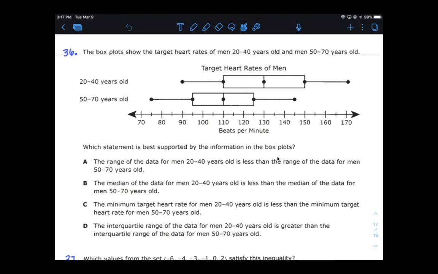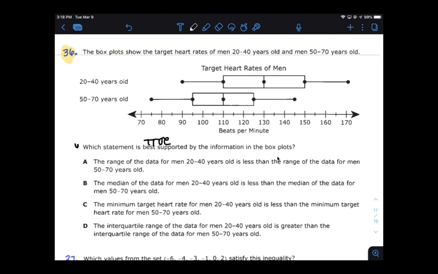Problems 36 through 40. So, problem 36: we have box plots that show the target heart rates for men 20 to 40 years old and men 50 to 70 years old, right? Here are the two box plots. And then it asks, which statement is best supported by the information in the box plots? So we're looking for a true statement.